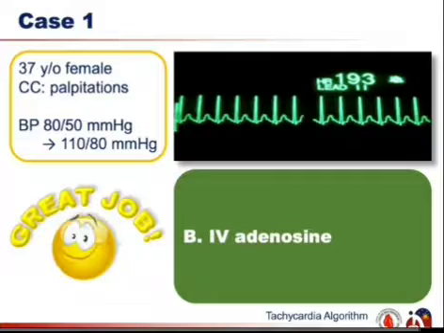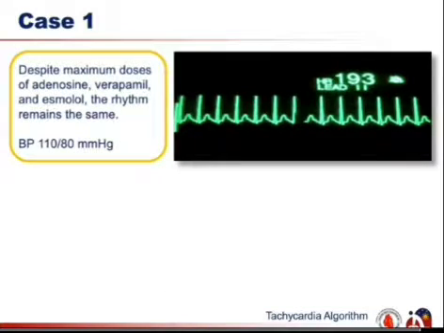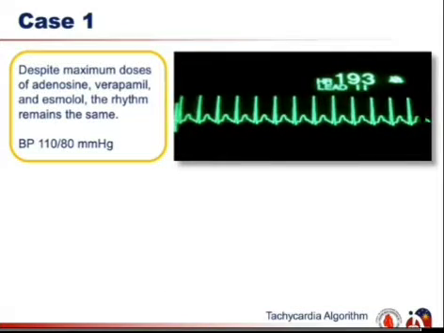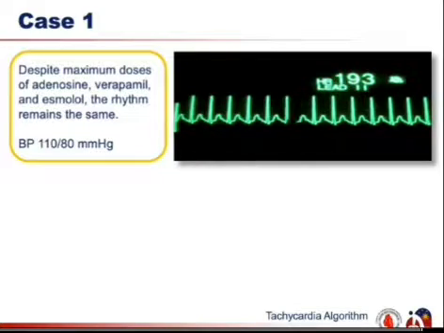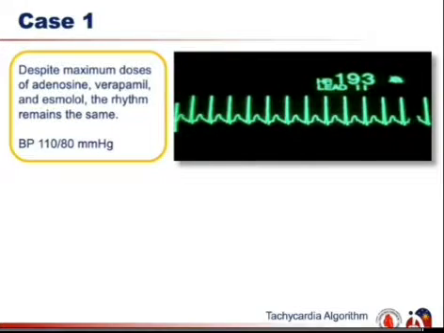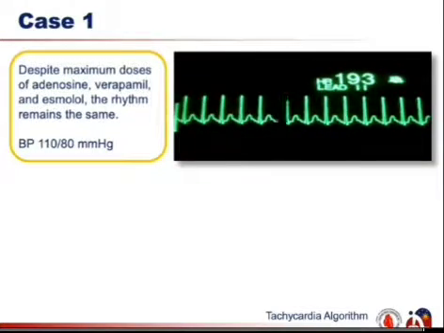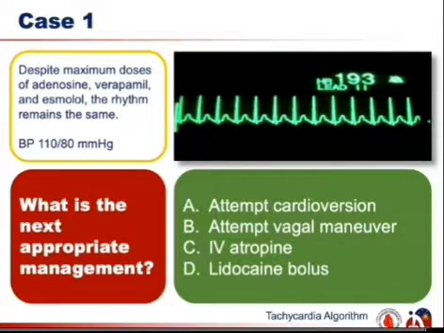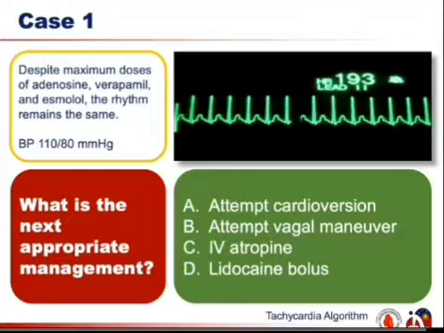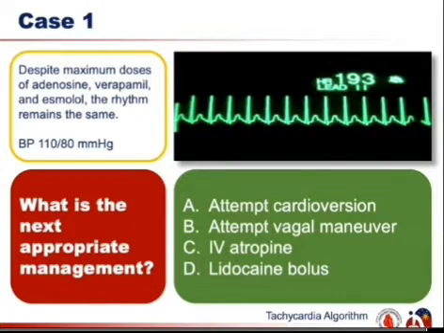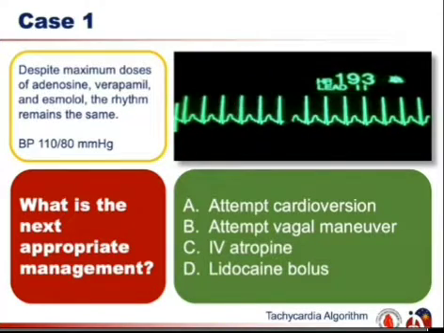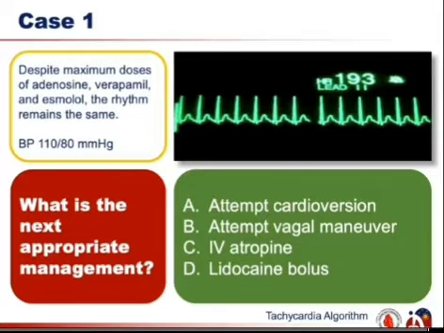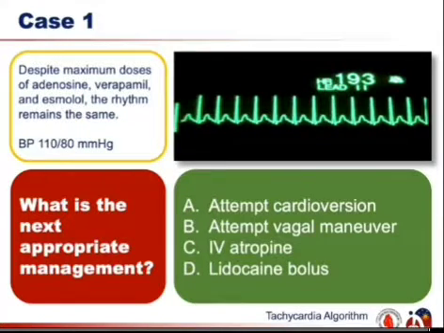Despite maximum doses of adenosine, verapamil and esmolol, the rhythm remains the same and BP is stable at 110/80 millimeters mercury. What is the next appropriate management? A. Attempt cardioversion. B. Attempt vagal maneuver. C. Give IV atropine. Or D. Lidocaine IV bolus.